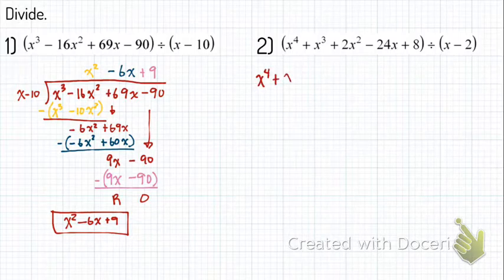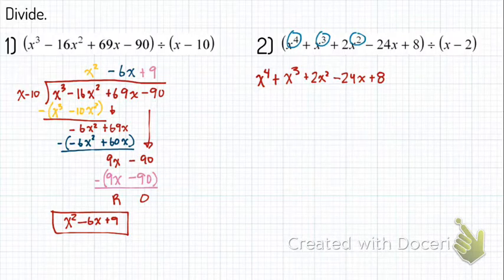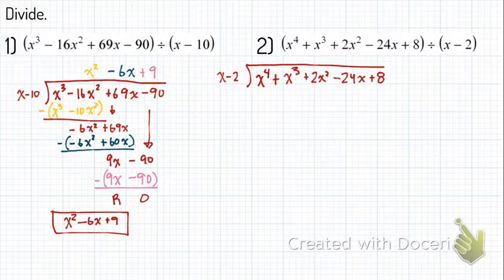I'm just copying this whole polynomial in descending order. I know it's in descending order because the largest exponent is 4, and it goes 3, 2, x to the first, and then this is 8, which is our constant, so we don't have to worry about that. Then I'm going to divide all of that by the divisor of x minus 2. I'm going to do this one more time for you.